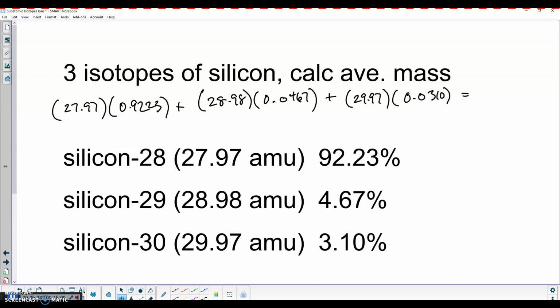Okay, I'm going to multiply and sum. And when I do so, I'm going to get 28.08 AMU average. Once again, does that number make sense? Yeah, because 92% of them weigh 28, so it's going to be pretty close to that. So once again, probably a valid answer.